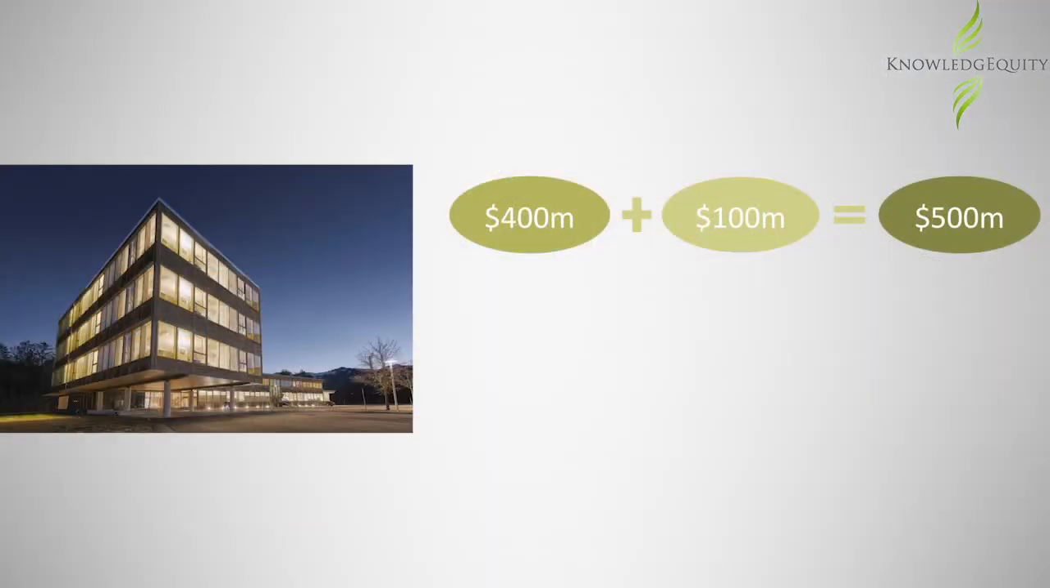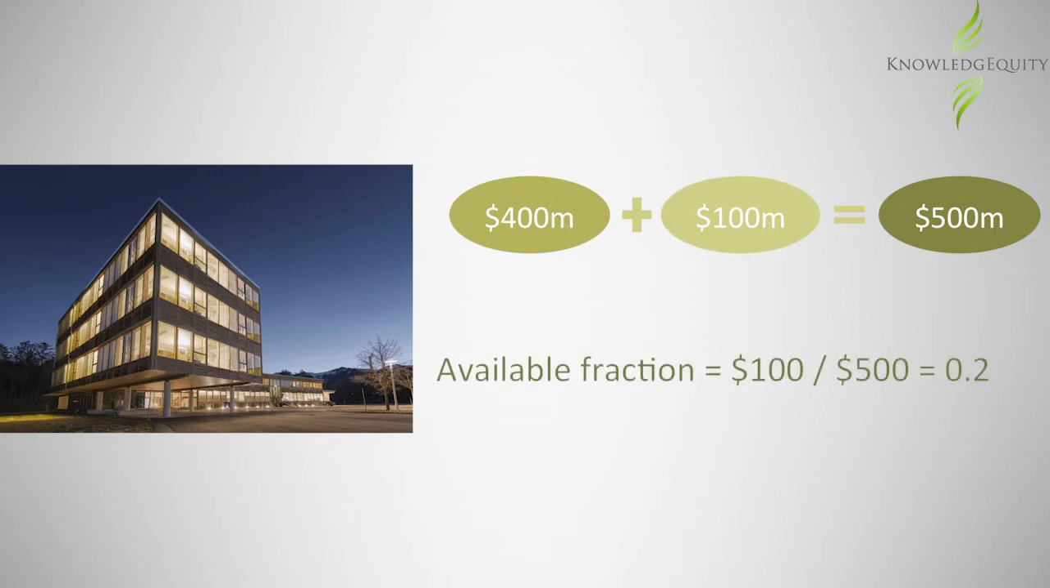So, Alpha's available fraction for Focus's loss bundle is the proportion by market value of the joining entity compared to the group. This means that it is calculated by dividing the $100 million market value of Focus by the now $500 million market value of the group, which is 0.2.